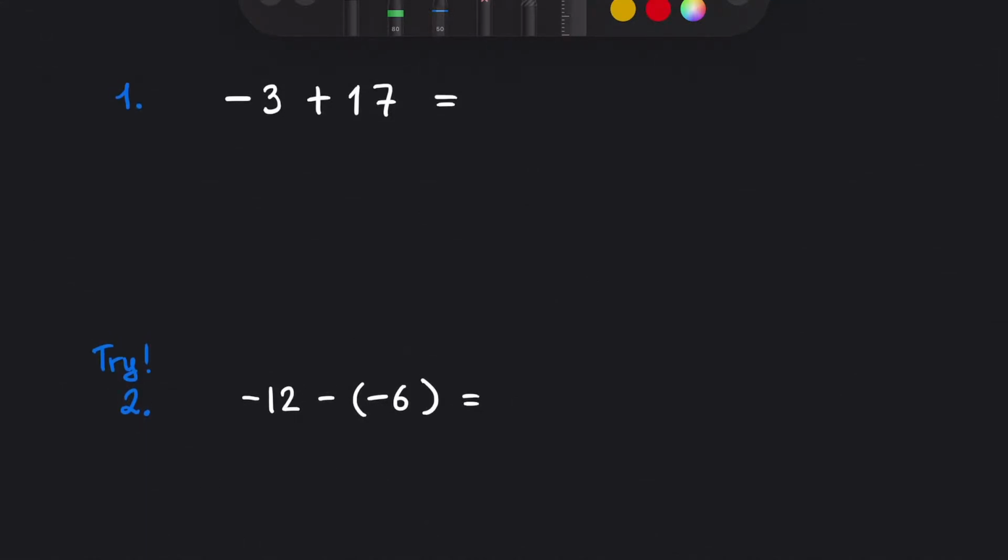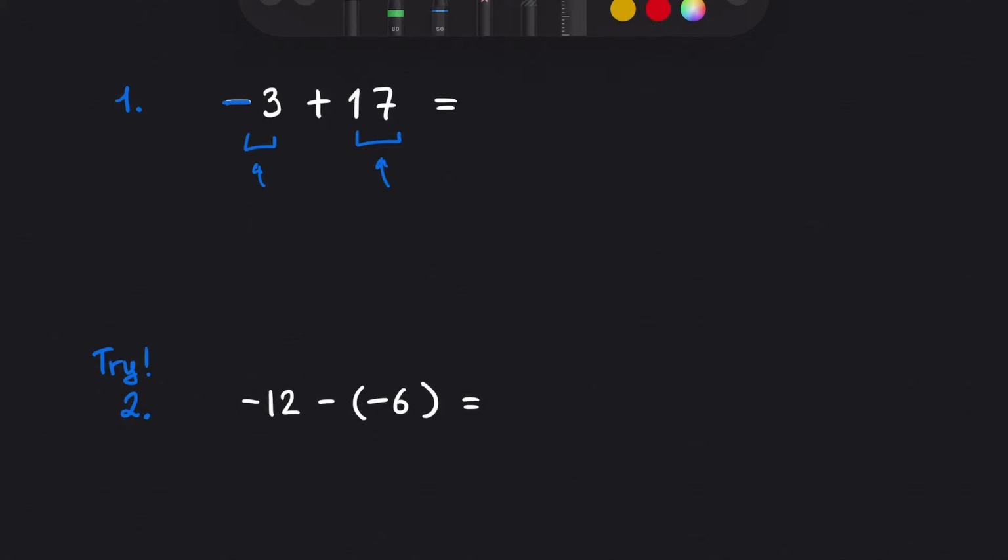Example number 1. I'm given -3 plus 17. So we have 2 types of numbers here, a negative number and a positive number. Okay, remember, when it comes to negative numbers, that negative sign belongs to that number. Never separate them. So it's useful when you're doing long mathematical expressions or when you're manipulating the numbers' positions.